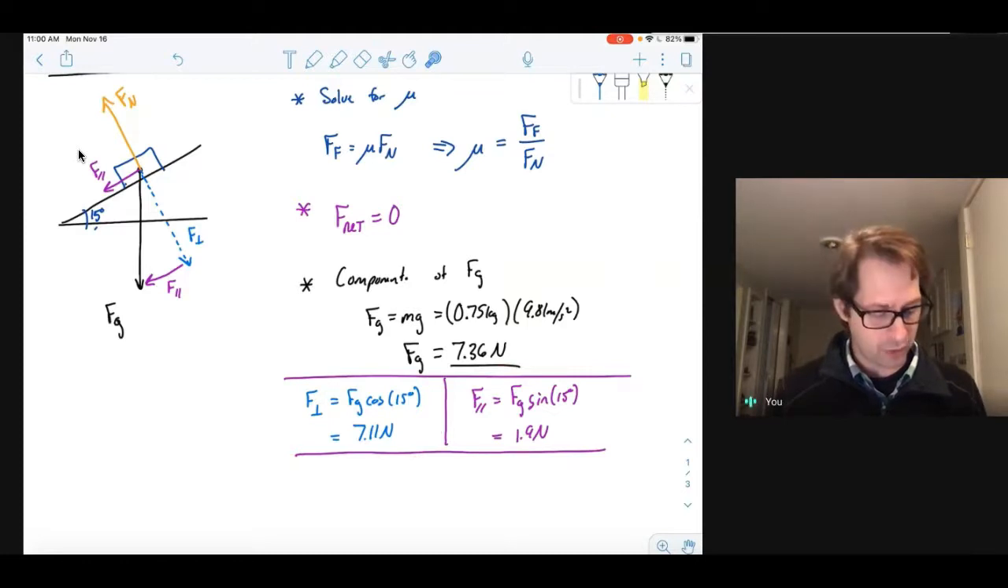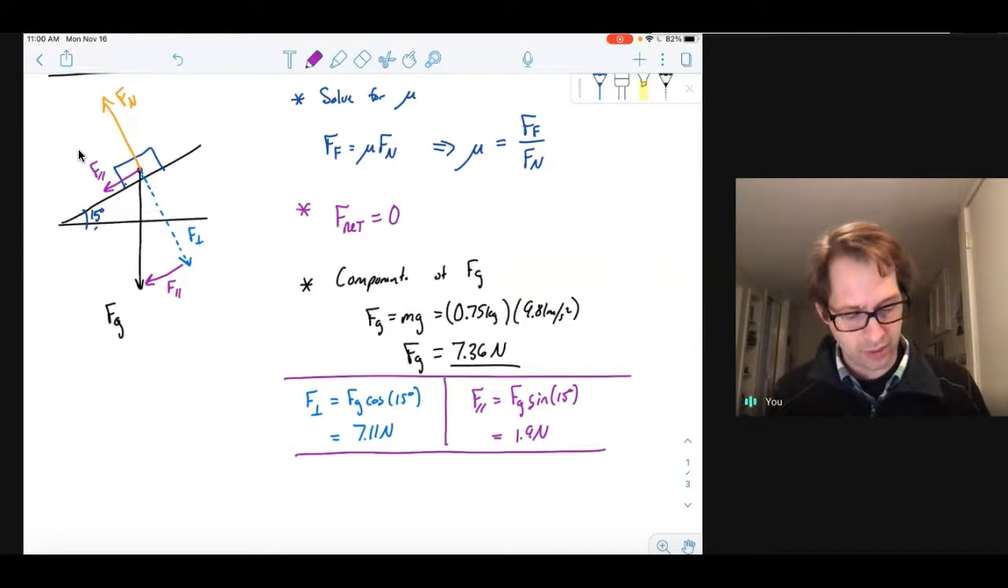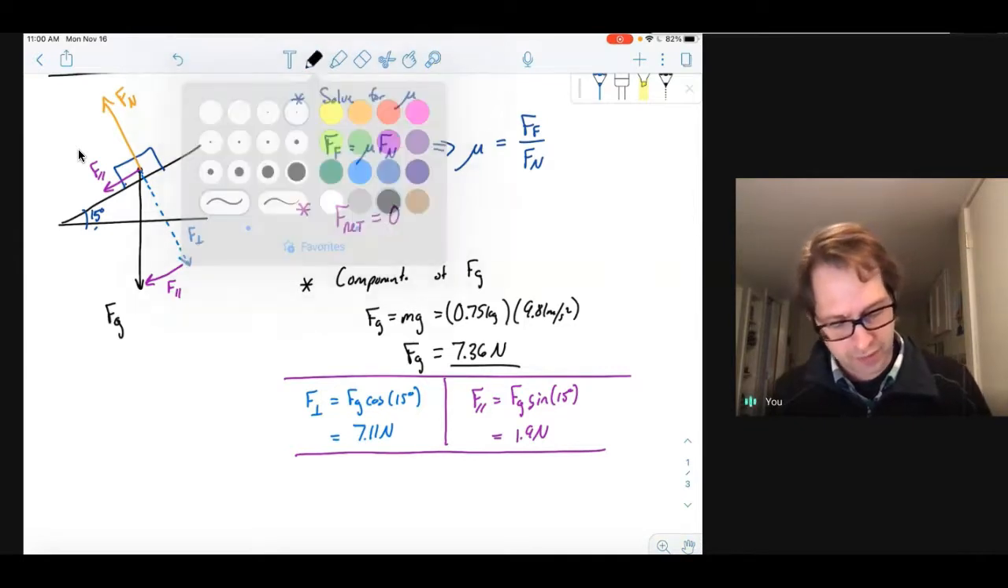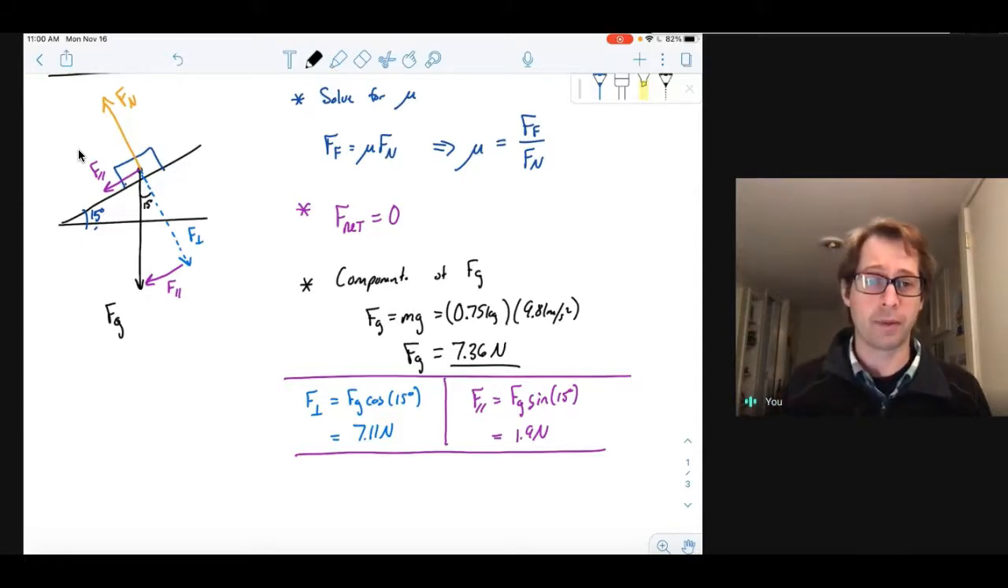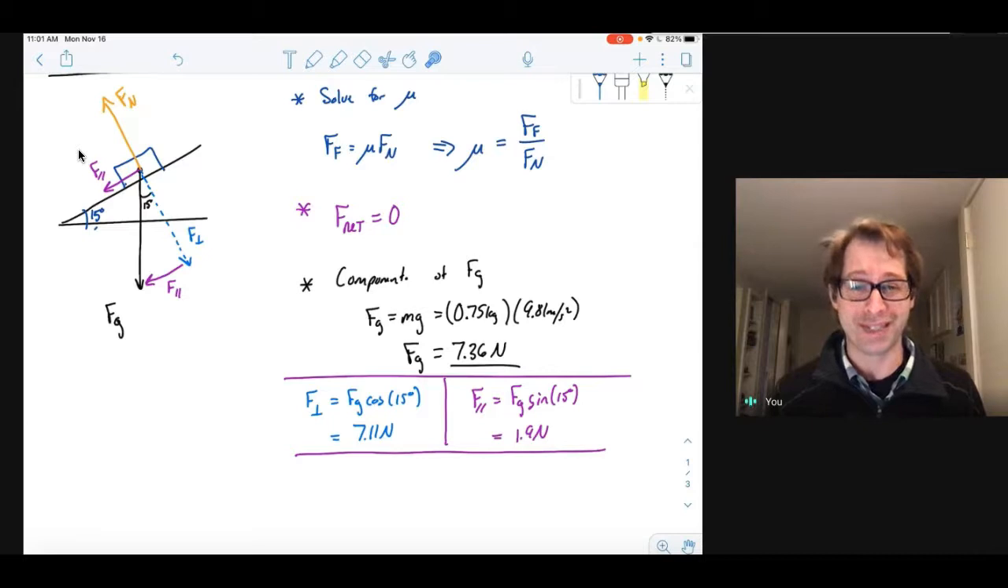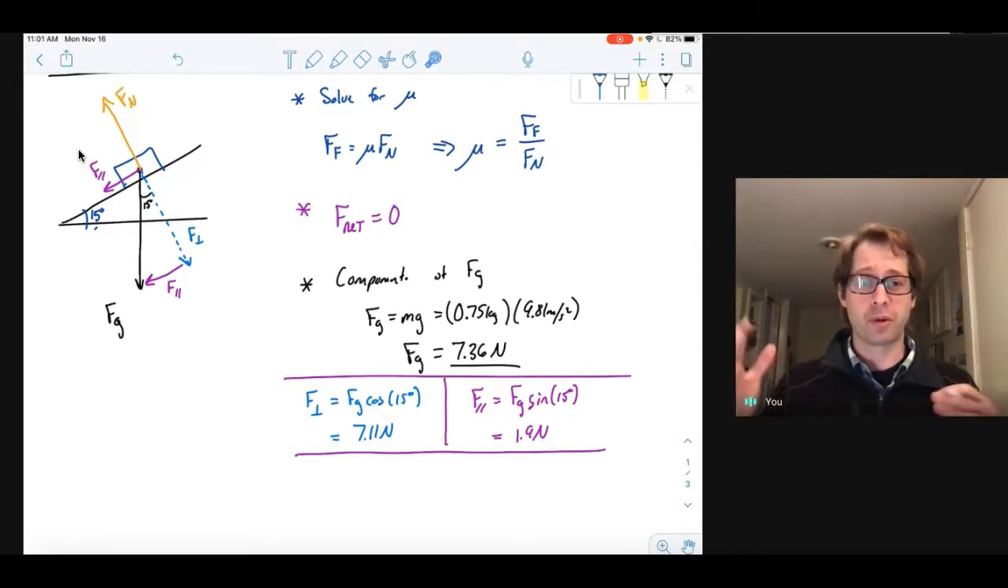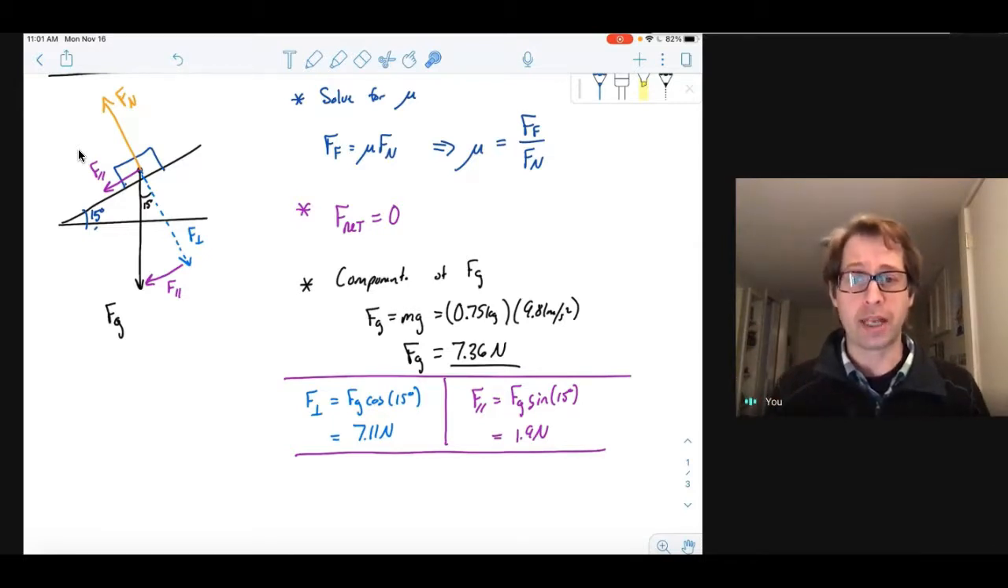Note that for the perpendicular force, you're going to use cosine because the angle is 15 degrees here. Okay, so in that upward part of the triangle, I would use cosine to find the perpendicular force, which is about 7.11 newtons. And for the parallel force, I'll use sine, which ends up being about 1.9 newtons in this example. Okay, your numbers will be different, but adjust accordingly and break those components down into your weight force.